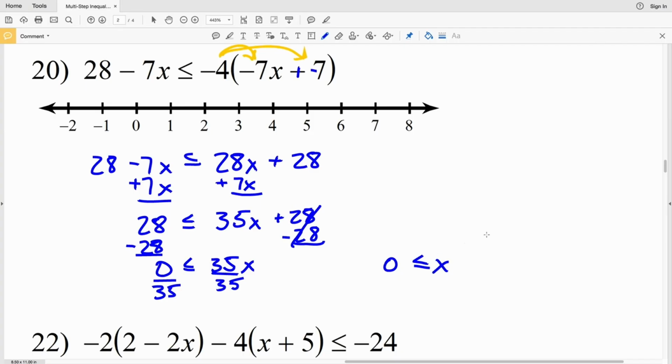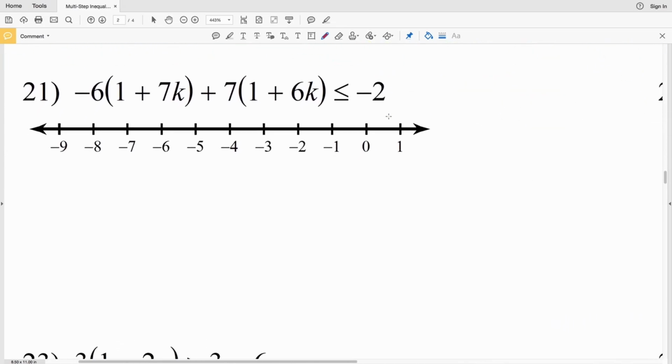And if you want the variable on the left, if you feel more comfortable looking at it that way, you can have x is greater than or equal to 0. When I graph that, I'll circle the 0, shade it in, and then shade everything to the right, since x is greater than or equal to 0.